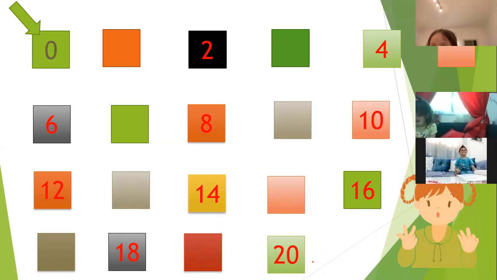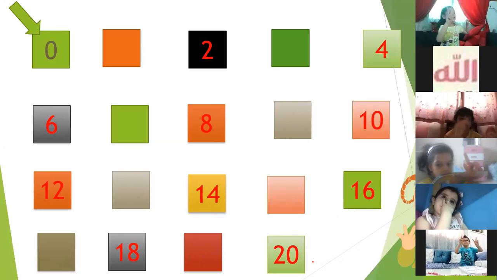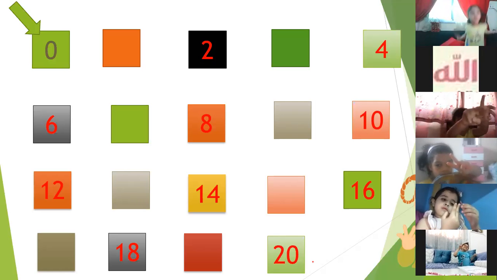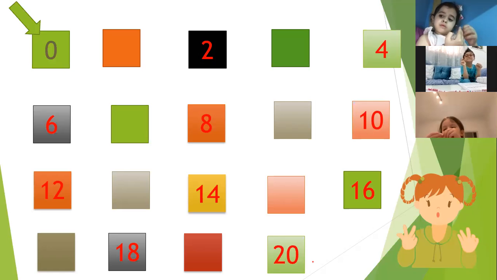Now, close your hand. Close your hand, Abdulaziz. Show me your hand and close your hand. Okay. Open 2 by 2. Open 2 fingers now. Now you have 2. Okay. Open 2 fingers, Abdulaziz.